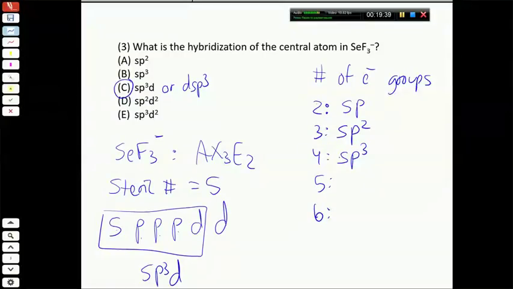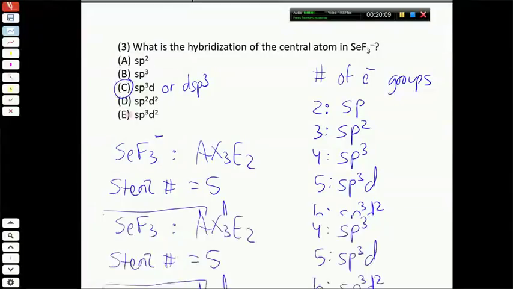After sp3, we have to start using d orbitals. As we saw, 5 electron groups gives us sp3d, and then the highest we would go is 6 electron groups, where we hybridize a second d orbital to give a total of 6. So if all we're asking you to do is find what the hybridization is, which is most often the case, you just have to count electron groups and correlate it to the hybridization. Questions on this one, or hybridization in general? All right, good. On to number 4.